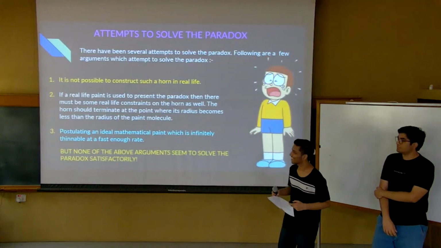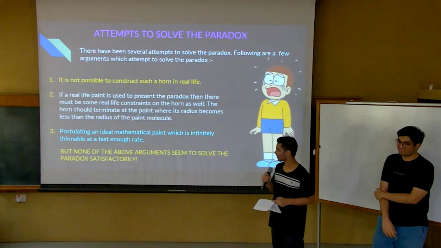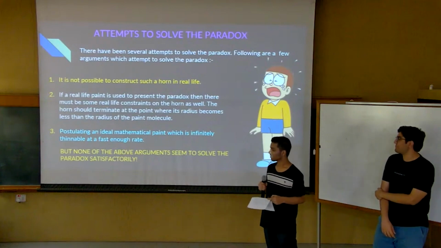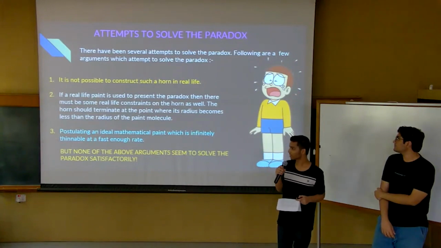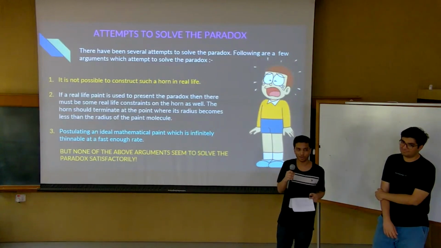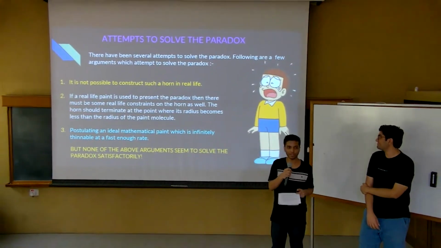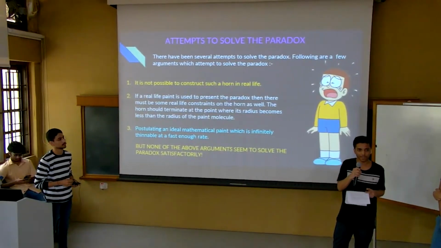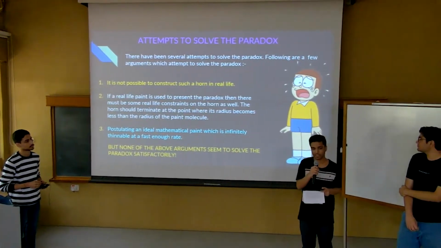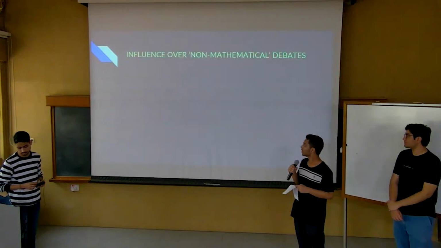But none of the above arguments was seen to solve the thin horn paradox satisfactorily. Postulating a mathematical paint with these properties just gives us the ability to paint the horn, and it just justifies the existence of such a figure. But the real problem here is that we are able to paint the inner surface area with 5 units of paint seemingly, but the outer surface area needs an infinite amount of paint. So that remains unsolved even here.